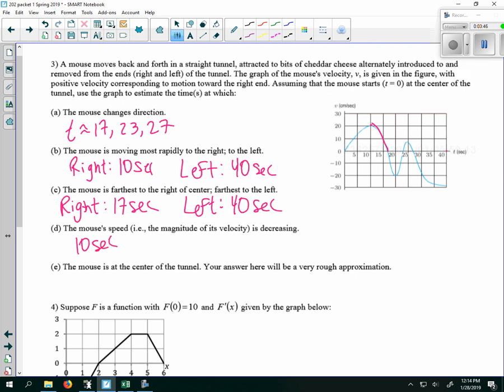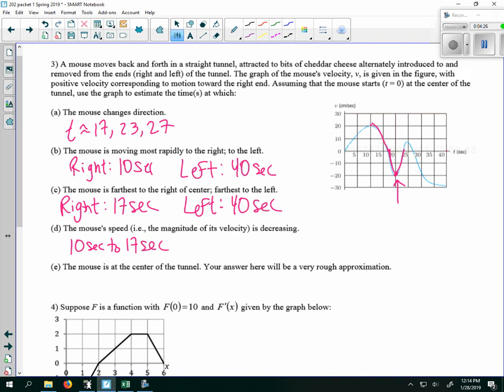Right? But then after it hits 0 here, he turns around and he starts speeding up. He is actually moving and speeding up until right here, and then he's slowing down as he comes back towards 0. So this, even though it looks like a minimum on the graph, it's a minimum for velocity, but it's a maximum for speed. So the mouse's speed is decreasing anytime we have an extreme, a peak, and we're heading towards 0. So 10 seconds to 17 seconds, decreasing.